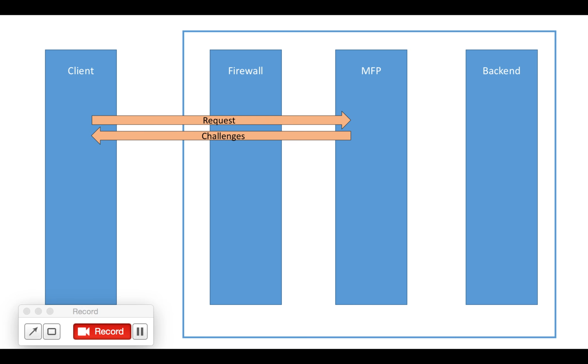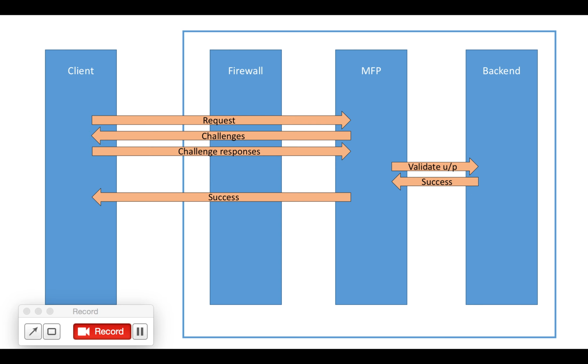The client gathers all the credentials it needs to gather. It might be a username and password or anything else, and it sends back challenge responses. MobileFirst Platform validates those challenge responses, and it might use the backend to validate credentials like username and password. In this case, you see on the screen, the backend says success, the username and password were successful. So MobileFirst Platform will notify the client that authentication was successful.